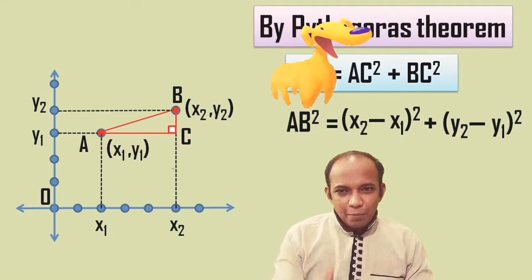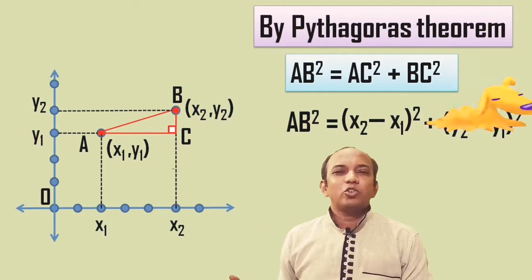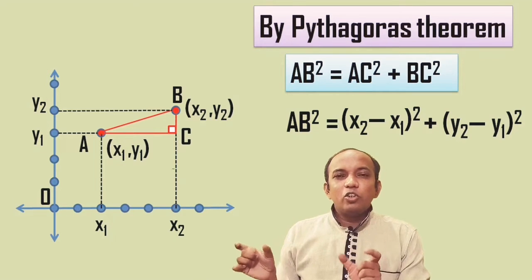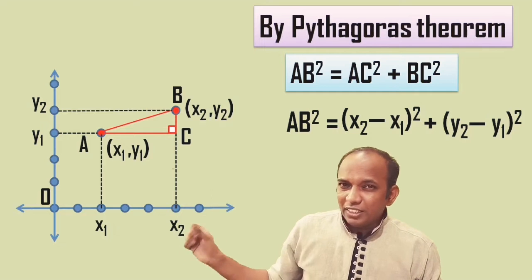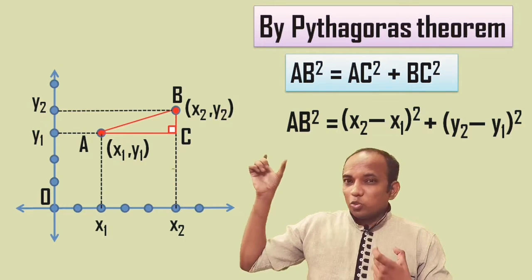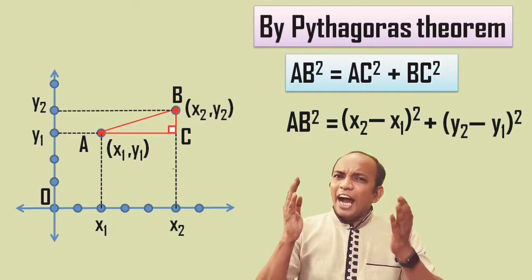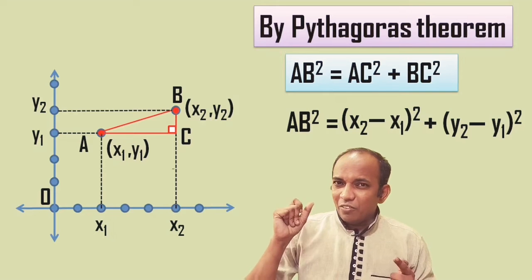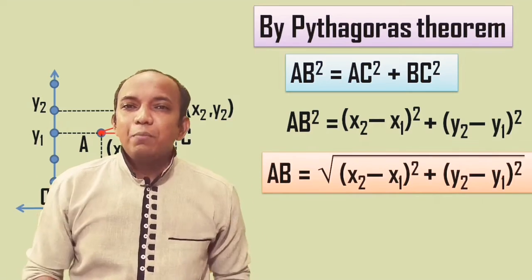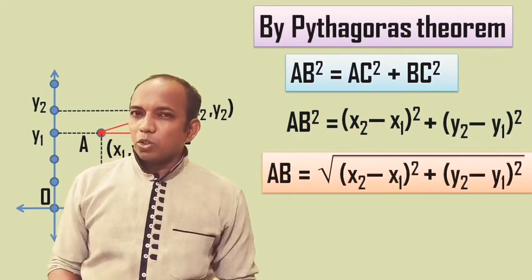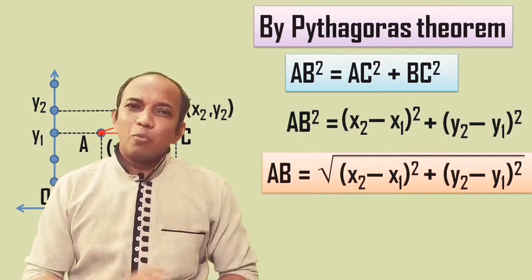So in short, AB square equals x2 minus x1 the whole square plus y2 minus y1 the whole square. From where did we get these values? Because the segments formed in the first quadrant are one parallel to the x-axis and the other parallel to the y-axis. As we require only AB, we take the square root on both sides, and we get AB equals under root of x2 minus x1 the whole square plus y2 minus y1 the whole square. This is our distance formula.